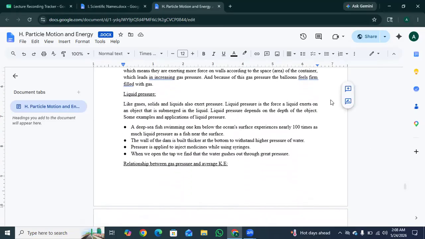So we can say that gas pressure depends on two main things: the total force and the area, like how hard and how often the particles hit the surface and the size of the surface they are spreading that force over. Okay, so the next one is liquid pressure.